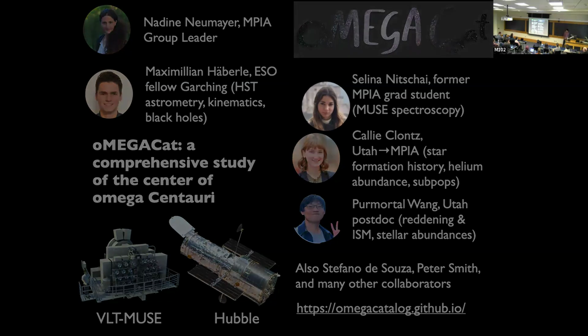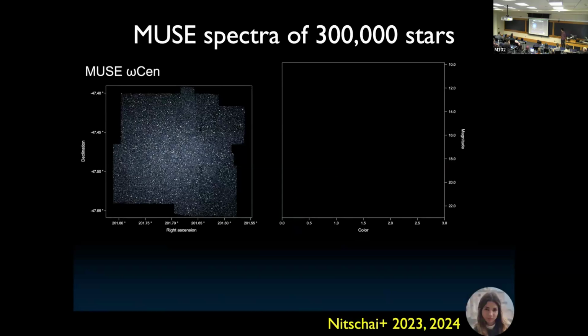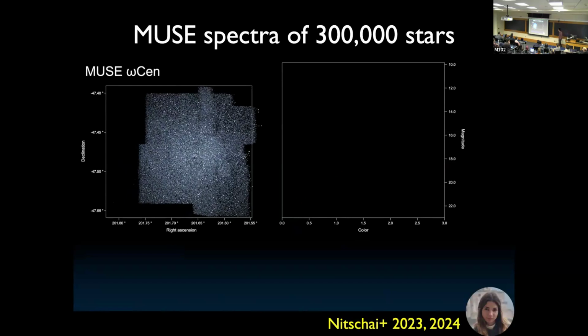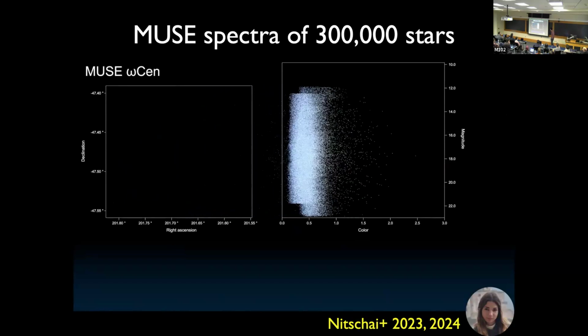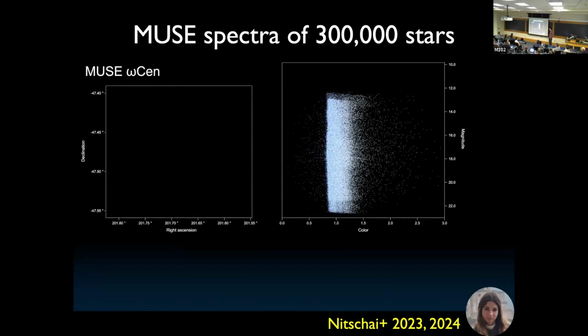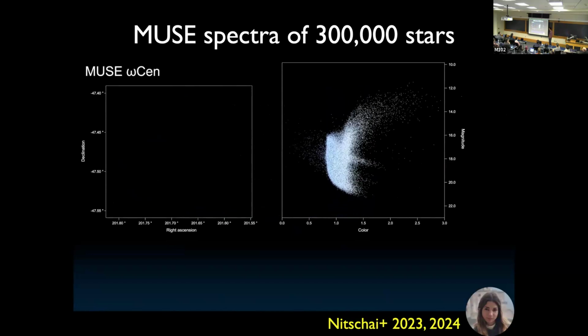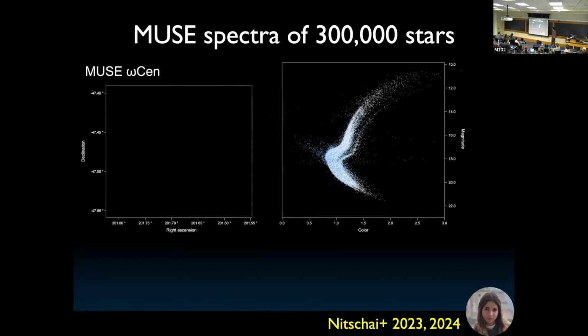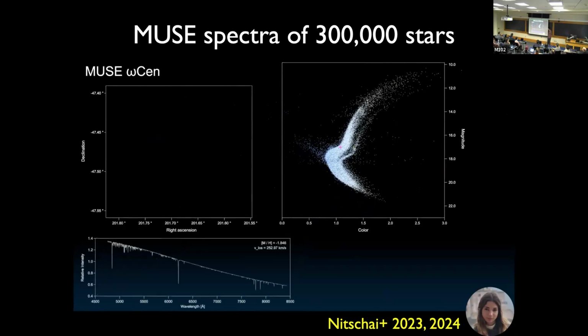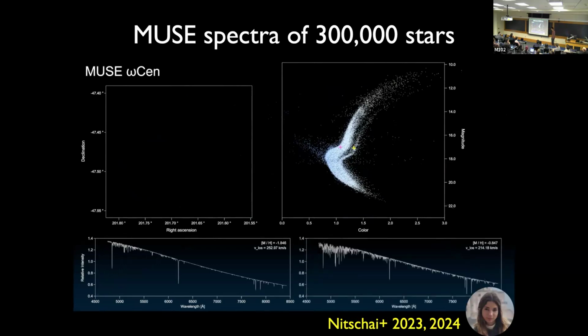I have some cool data movies here. So here is our MUSE mosaic. This is 100 separate pointings of MUSE, 300,000 stars. For each of those stars, we of course have its luminosity and color, but then we get spectra, and you can see here are two stars that have the same brightness and similar signal to noise, but this right-hand star has much more abundant lines, and that's because it's a higher metallicity star.